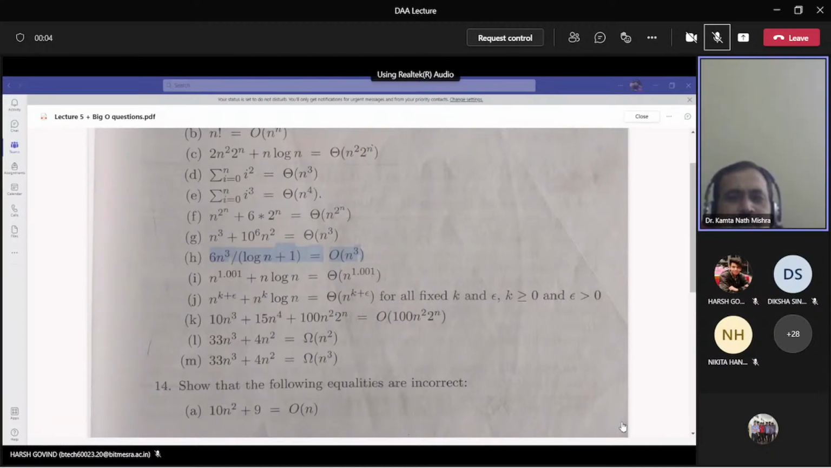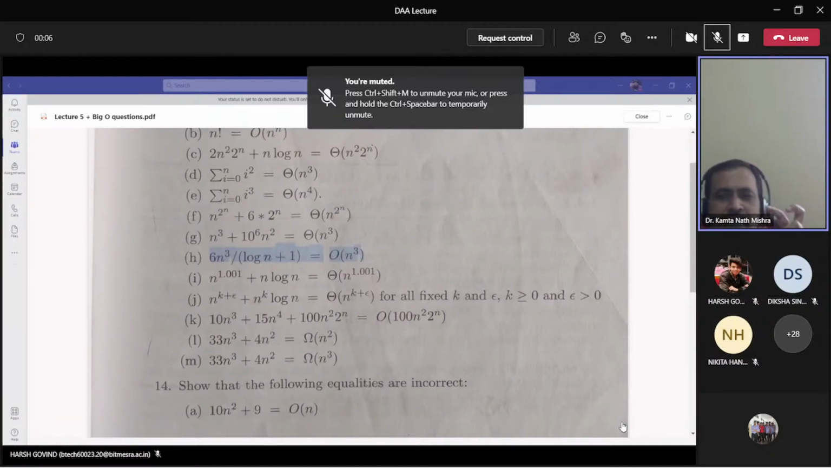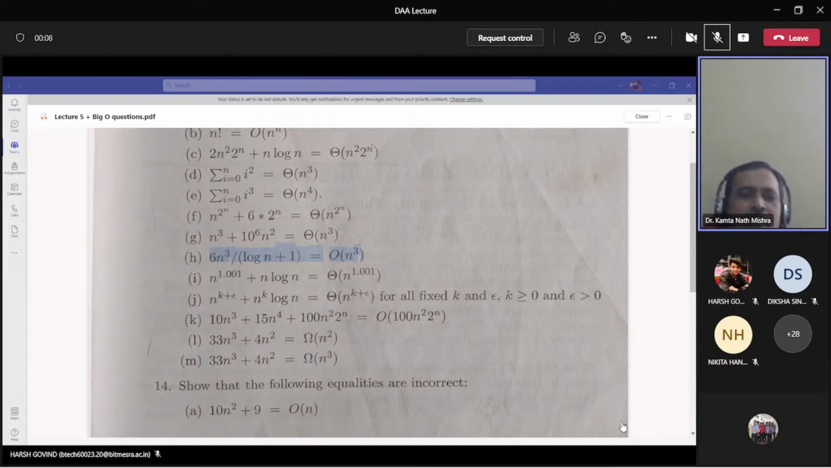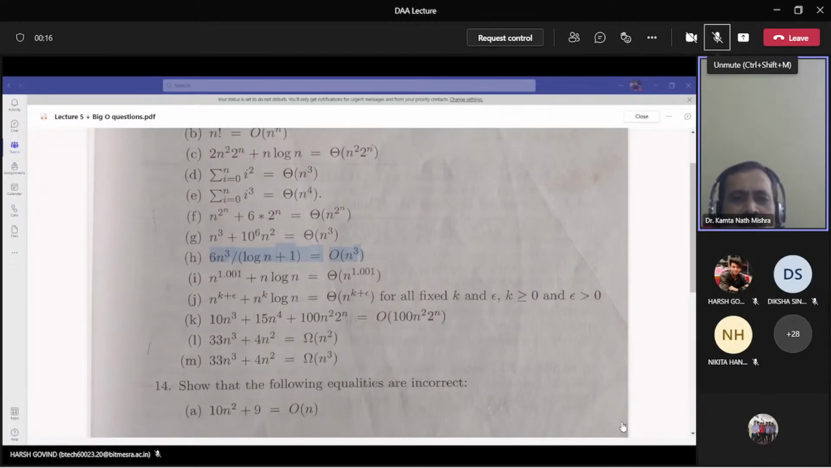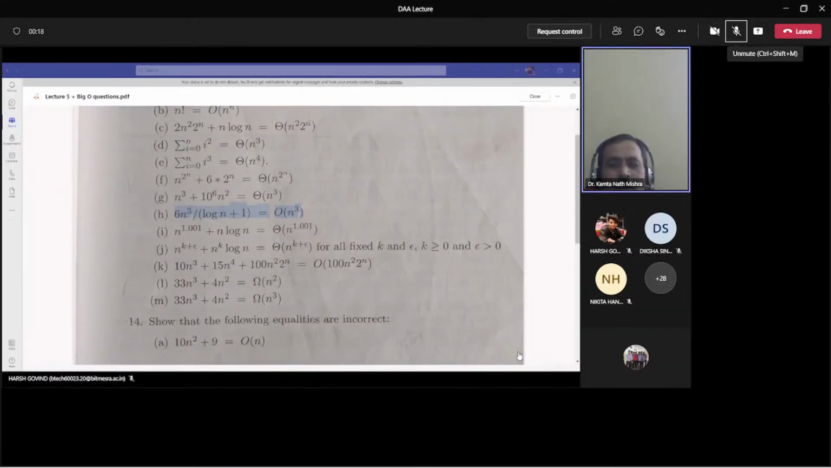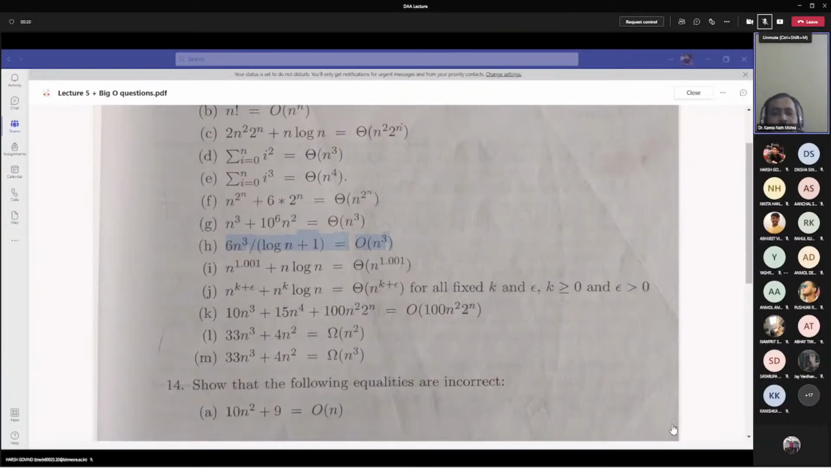F1 into F2. So either the result is depending on F1 or the result is depending on F2, F3. So F1 is 6n cube, F3 is 1 by log n plus 1, where F3 is 1 by F2, where F2 is log n plus 1. Now you take for all values, now you take n equal to 1.